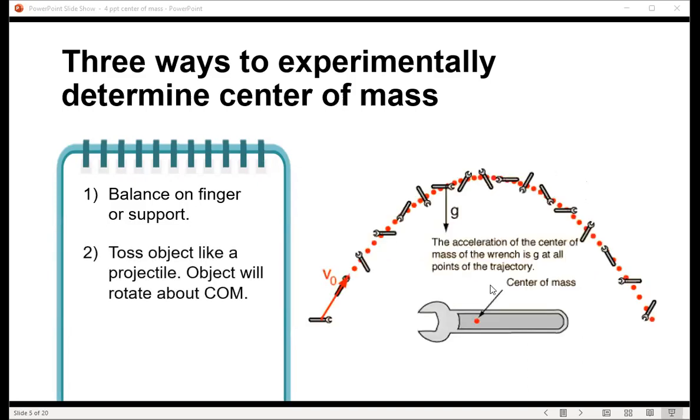All right, the second thing that you can do is toss the object like a projectile. So you have projectile motion, a parabola going through the air. And the object will rotate about its center of mass. That center of mass point will be the point that maps out the parabola. So for example, I take a wrench and the center of mass happens to be right there. I toss it like a projectile. And as it rotates, that red dot defines the parabolic motion of the wrench. So that's easy to do, but I realize it's kind of hard to see from the ground when you're trying that. All right, so what else can you do?